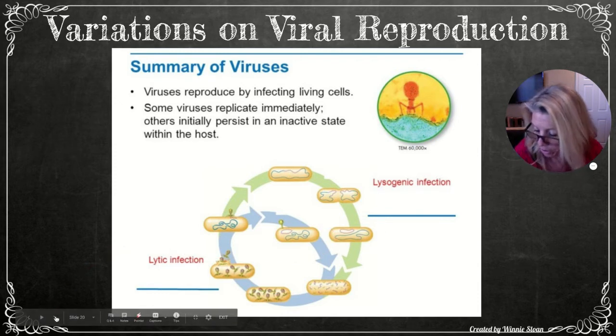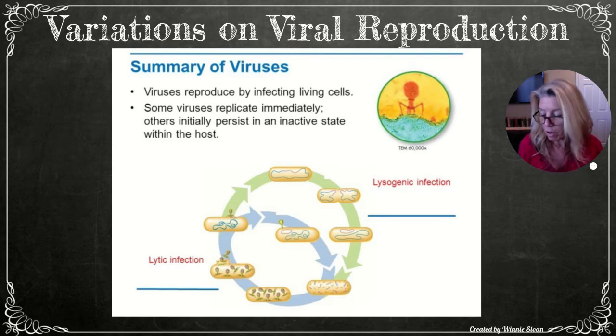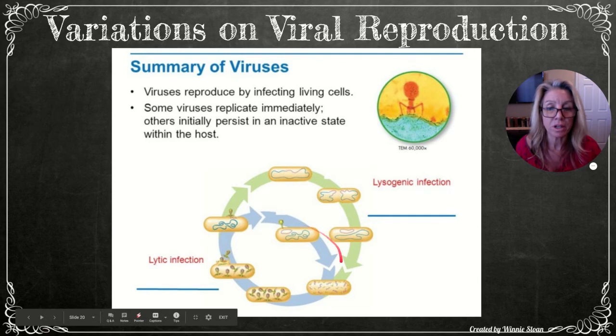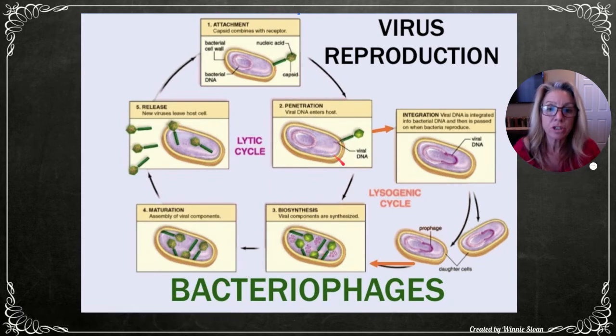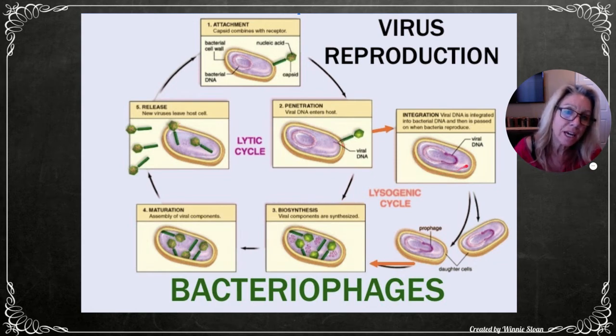So on your notes, bacteriophages: two alternative life cycles. The lytic cycle is the standard five steps that we talked about before. And then the lysogenic cycle is, and let me show you another picture for that. Here's attachment, penetration, biosynthesis, maturation, and release. That's your standard lytic. But following penetration, here is an integration stage. And so that viral DNA is getting incorporated into that single circular host chromosome of the bacteria.